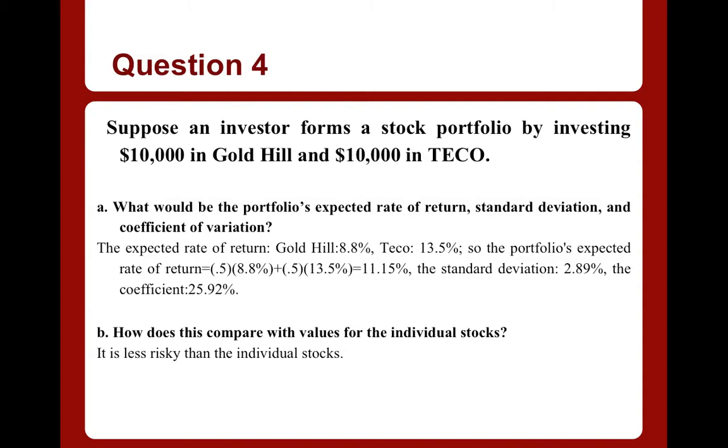Question 4. The expected rate of return for Gold Hill is 8%, TICO is 13.5%, so the portfolio's expected rate of return is 11.15%. The standard deviation is 2.89%, and the coefficient is 25.92%. And it is less risky than the individual stocks.